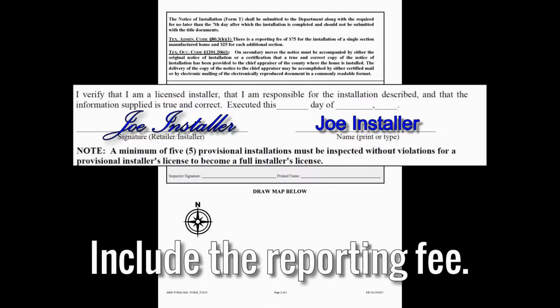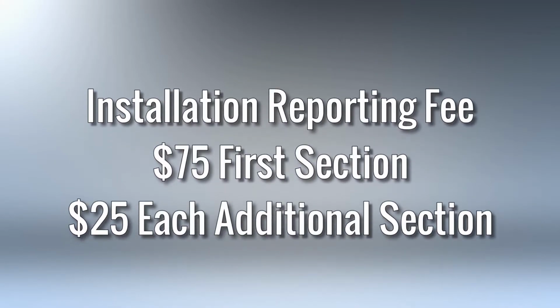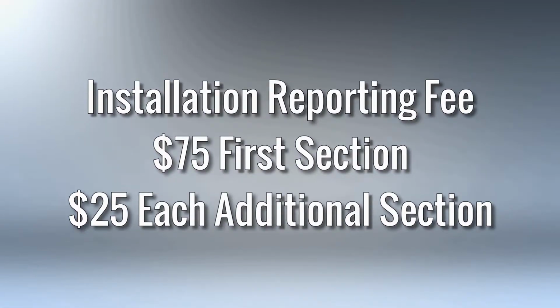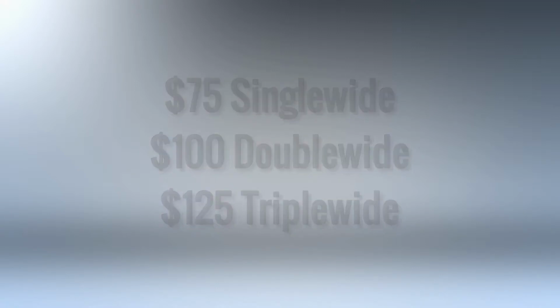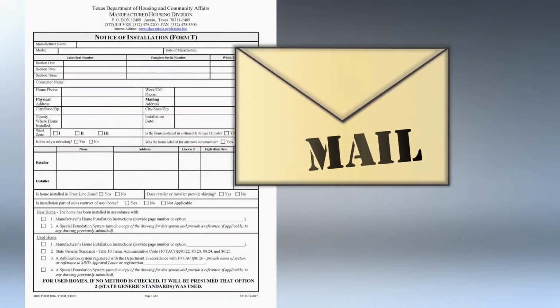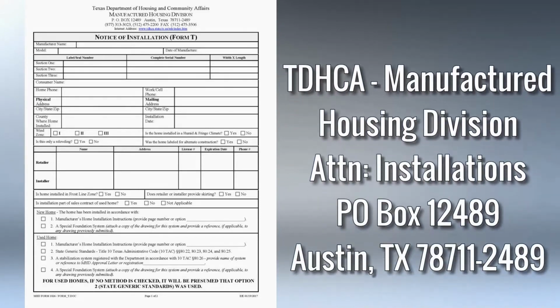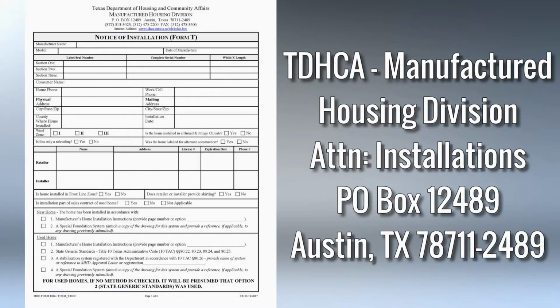A reporting fee must be sent in with the form. The fee is $75 for the first section of the home and $25 for each additional section. So $75 for a single wide, $100 for a double wide, and $125 for a triple wide. Mail the form and appropriate fee to TDHCA, Manufactured Housing Division, Attention Installations, P.O. Box 12489, Austin, Texas 78711-2489.